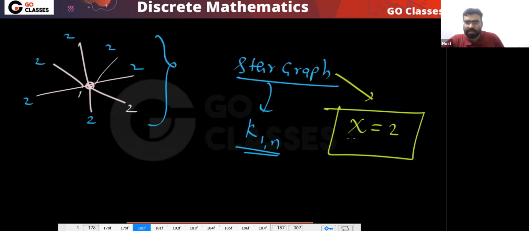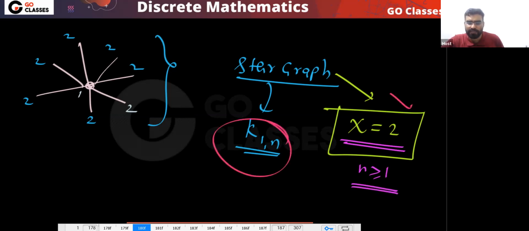For a star graph, the chromatic number will be 2, as long as n is greater than or equal to 1. Then your star graph will have chromatic number 2 because a star graph is a bipartite graph. That is a complete bipartite graph K1,n.